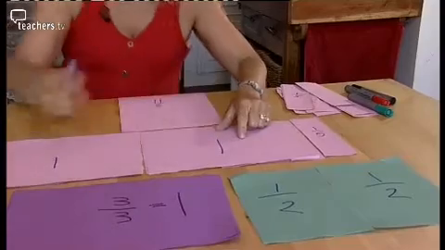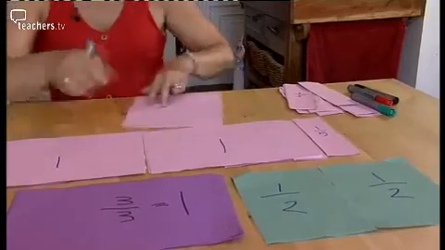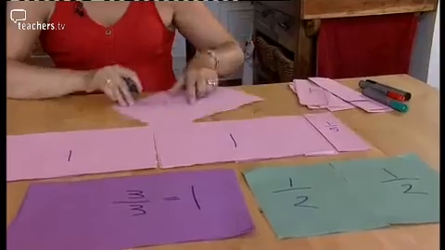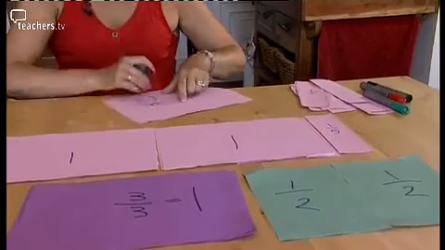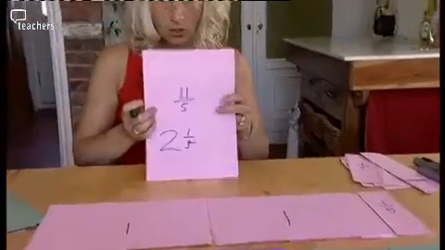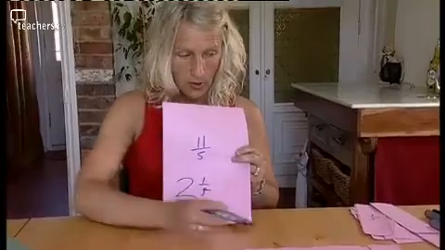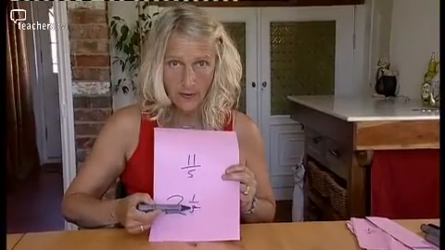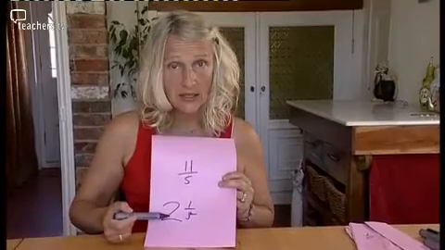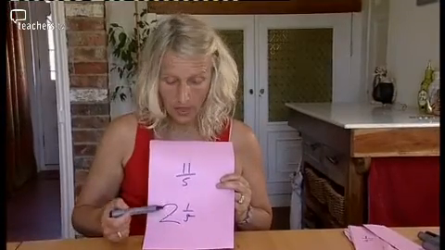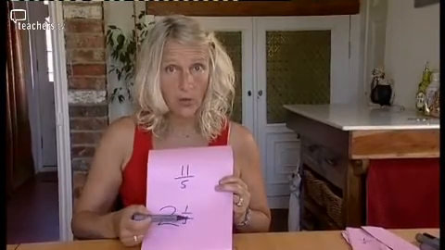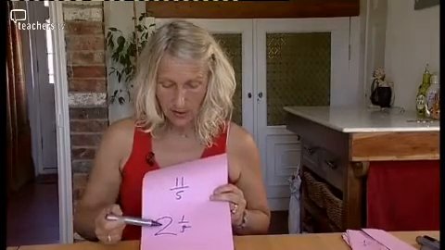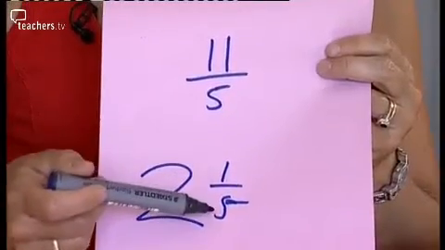So what I've got is 1 whole one, 2 whole ones. But I've got a fraction left over, 1/5. So here we've got 2 whole ones and 1/5. This, in mathematics, is called a mixed number. We have the whole part with the fractional part. So you can see that we can write 11/5 as 2 and 1/5.